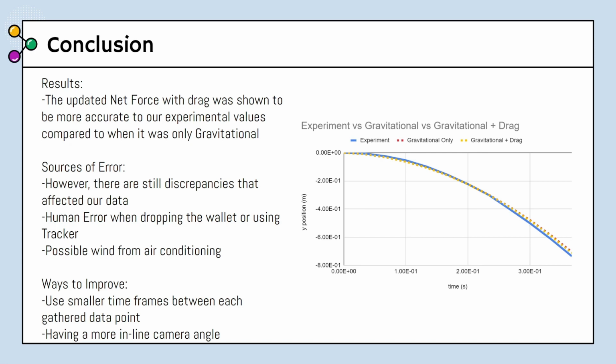However, there are still discrepancies that have affected our data. These could be due to human error when dropping the wallet or specifically using Tracker, but could also come from other random forces, including wind from air conditioning. So to improve our experiment, we can use smaller time frames between each gathered data point to get more accurate results, and use a more inline camera angle.